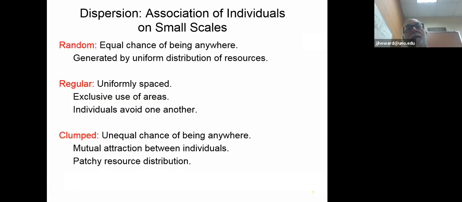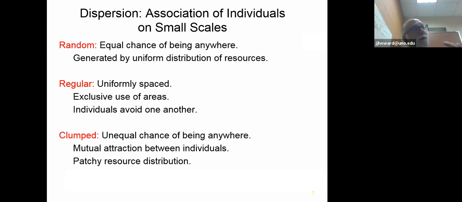Okay, so that's a little tour of the concept of distribution and what limits distribution. This is a relatively short presentation. So now we're going to move to the second feature of populations, and that's dispersion. That's the association of individuals on small scales.